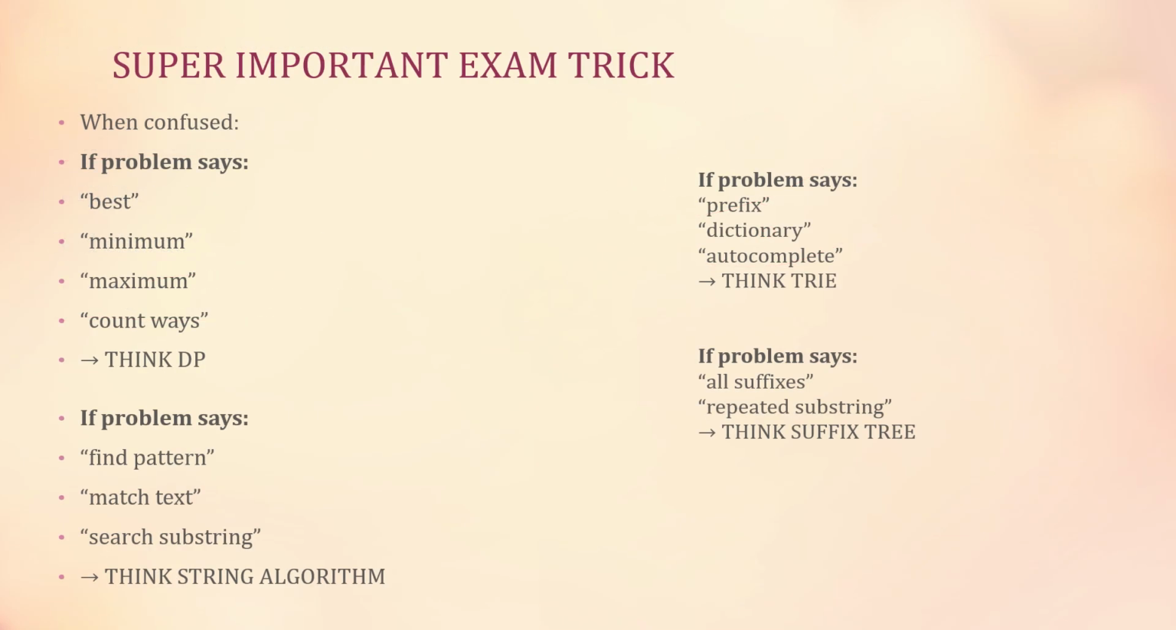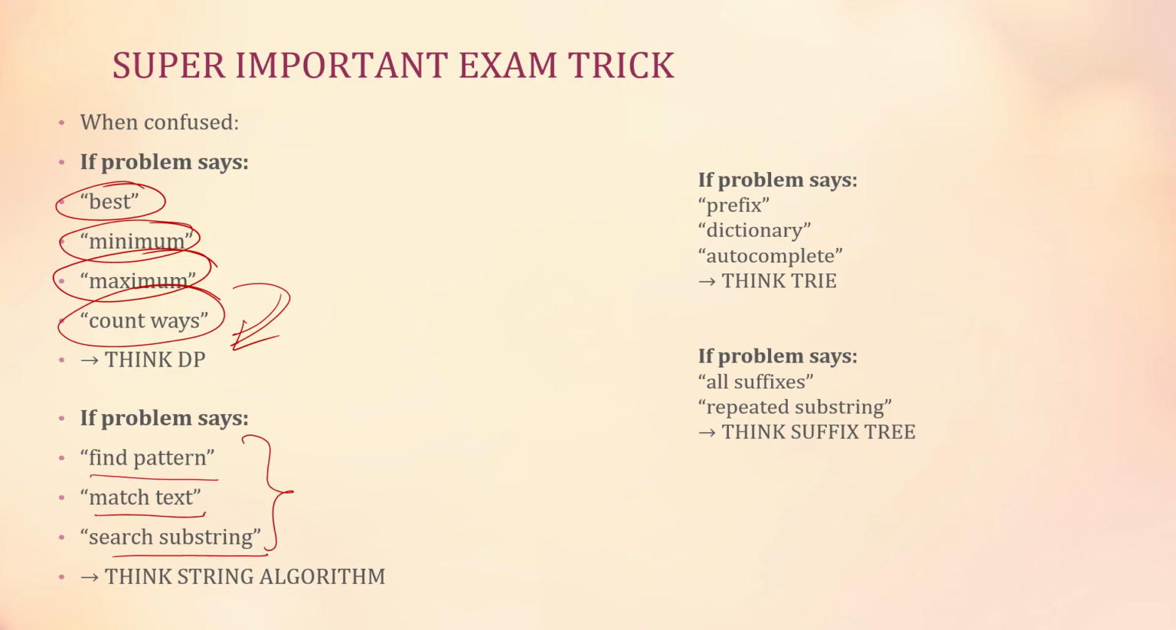Now, a super important trick, like we had done in the table, that was the first slide. Best, minimum, maximum, count ways: what will we refer to? DP. Find pattern, match text, or search substring: string algorithms. If it is all suffix, repeated substring, think of a suffix tree.